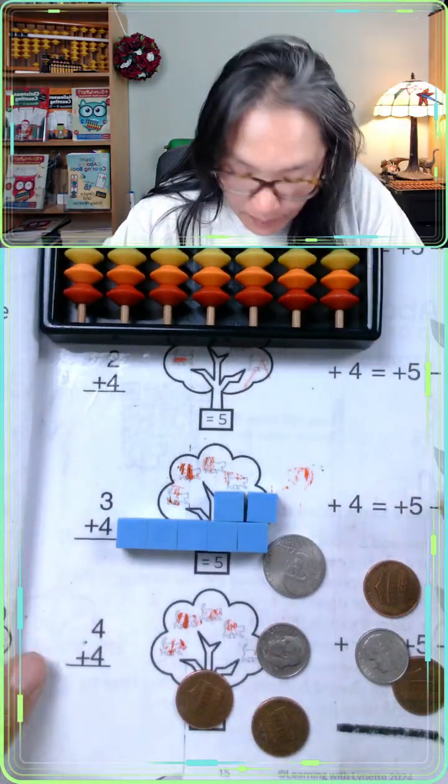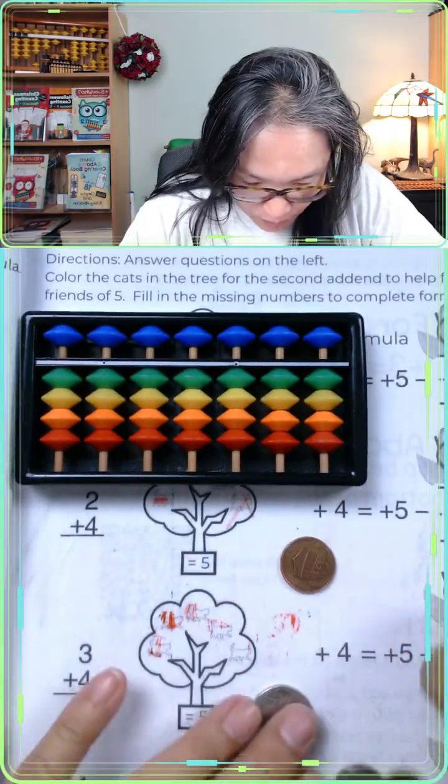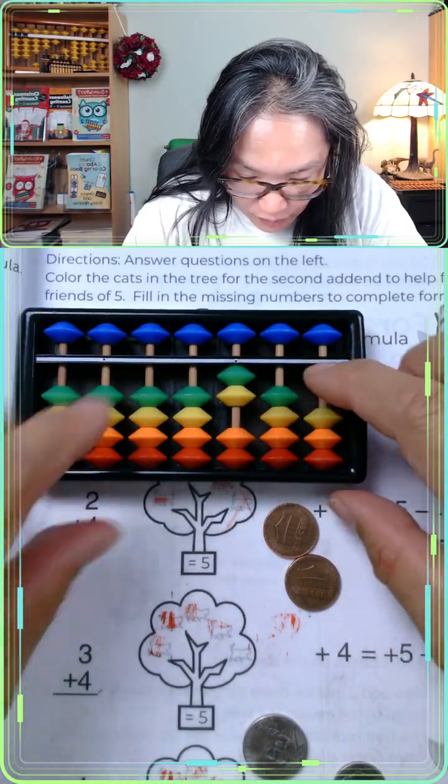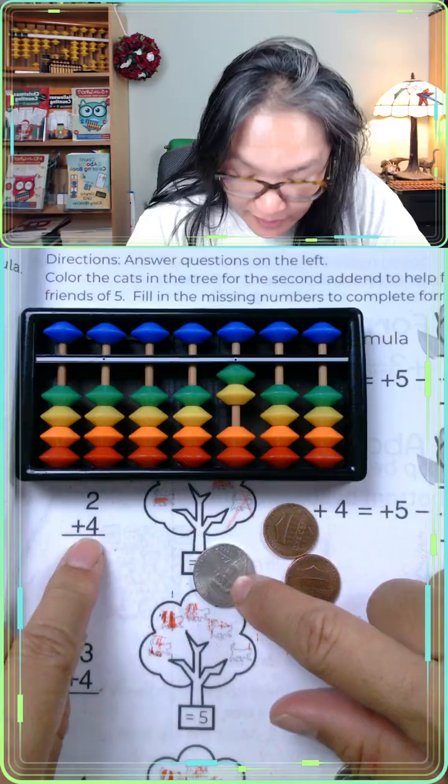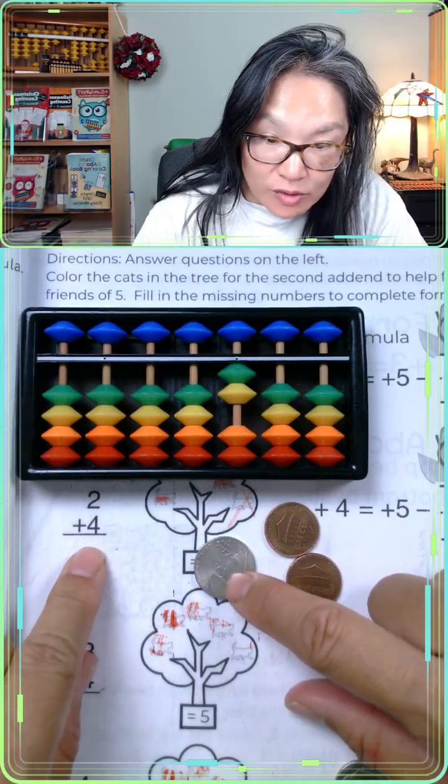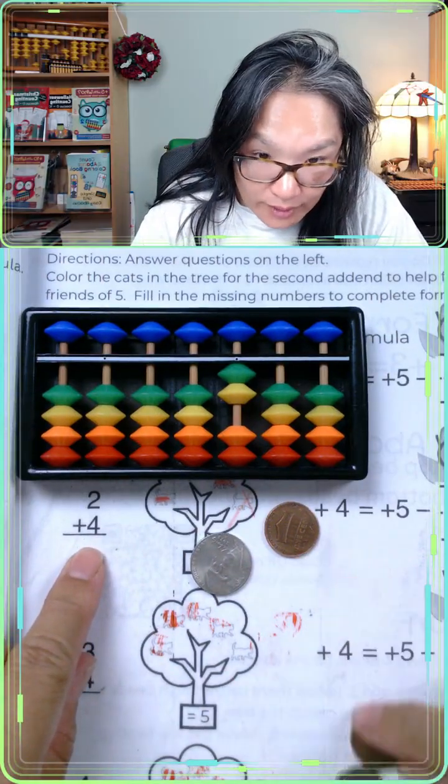So if I have 2 on my abacus, 1, 2, I'm going to give you 5, but I'm going to expect some change. Because I'm going to expect some change, I need to take away the 1.